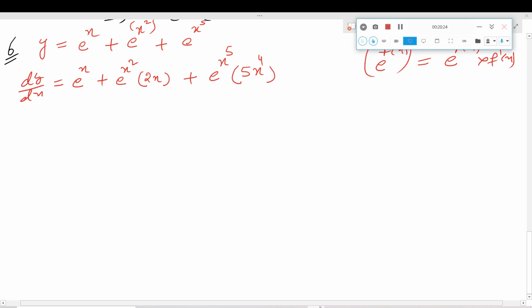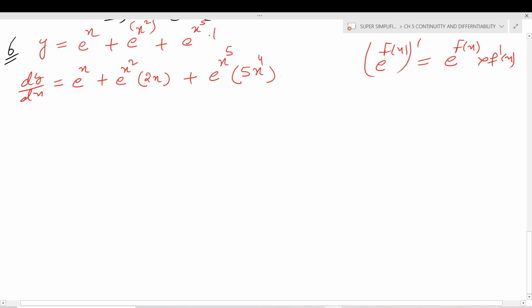Students, there were two more terms in this expression. They had put a dash dash, I had not seen that, and that was e raised to the power x cube also and e raised to the power x4 also, because they had put dash dash between x square and x5. So let us write down these two terms also. The derivative of e^(x cube) will be e^(x cube) into derivative of x cube, and the derivative of e^(x4) will be e^(x4) into the derivative of x4, which is 4x cube.